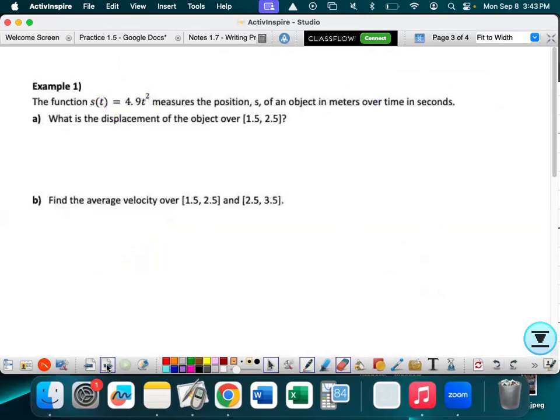So let's move on to example 1. The function s of t equals 4.9t squared measures the position s of an object in meters over time in seconds. What is the displacement of the object over the interval 1.5 to 2.5? So remember, displacement is the change in position, and you want to do your second time minus your starting time. So we'll do the position at 2.5 minus the position at 1.5.